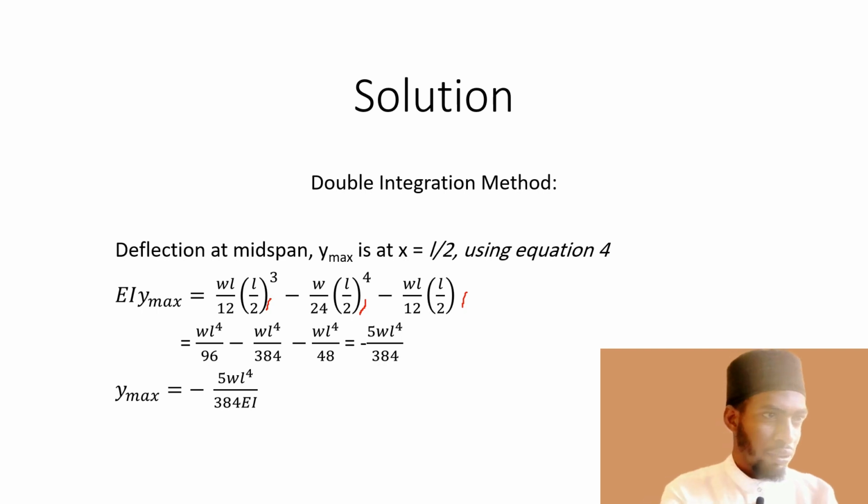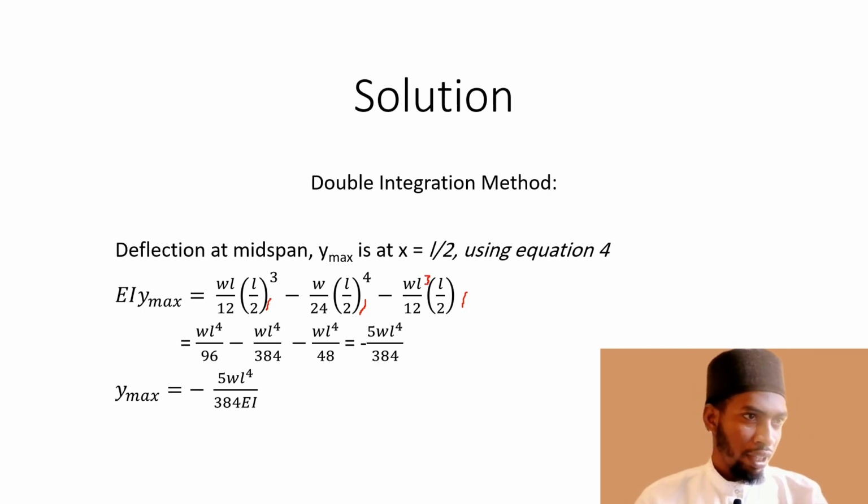I think here is an error. We're supposed to have L cube, not just L. So we have L cube here. L cube times L will give us L power 4. Okay, so 2 power 3, which is 8, times 12 will give us 96. Because it is in brackets, you have to power everything. 2 power 4 is 16, and 16 times 24 is 384.